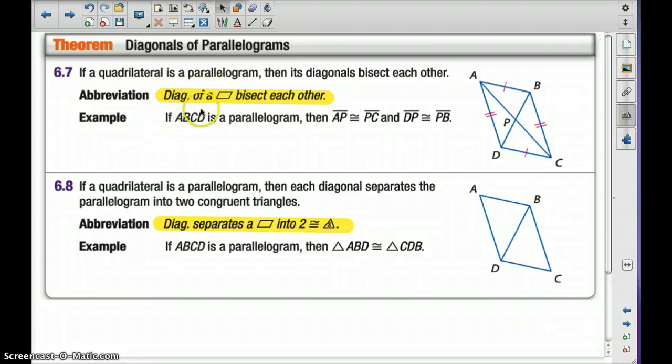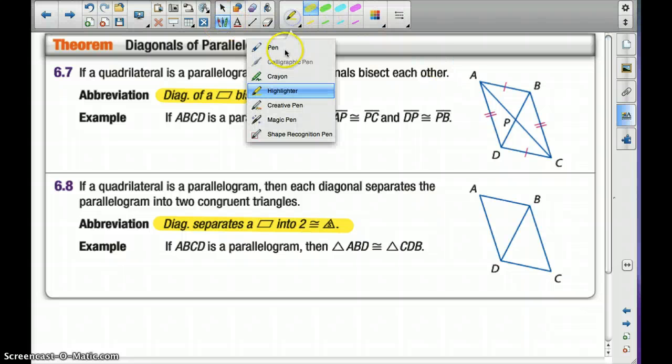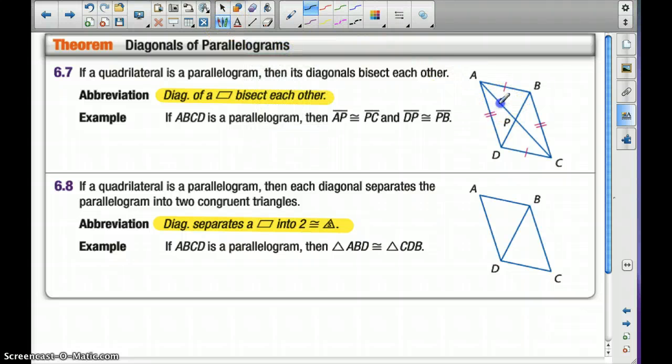Okay, so the abbreviation part you could write in the open space below the number. This 6.7 is saying the diagonals of a parallelogram bisect each other. So what it means to be a bisector is that these two pieces are going to be the same. So AP is congruent to PC, and we can also say that DP is congruent to PB.